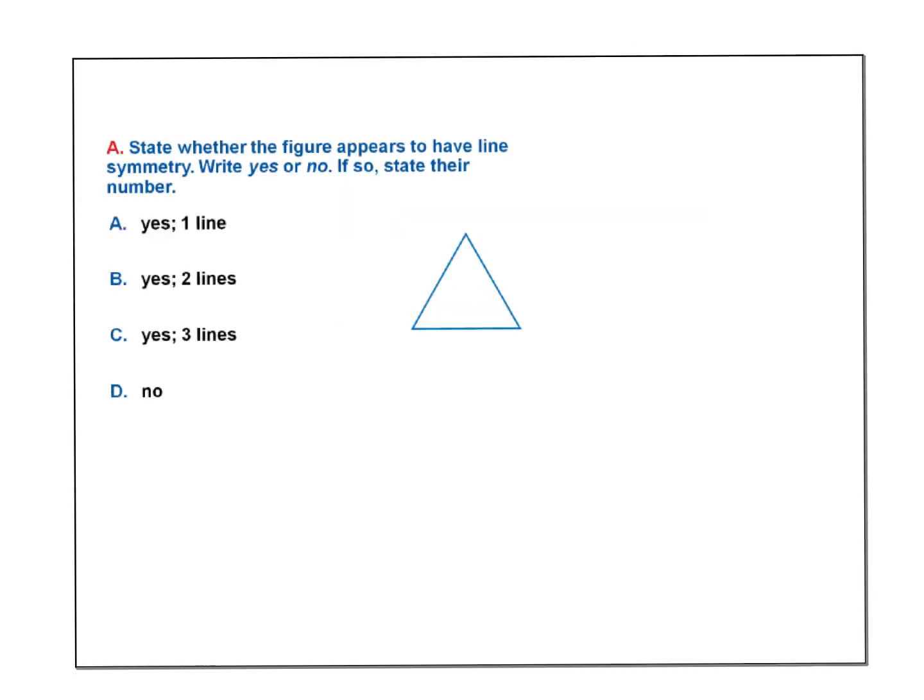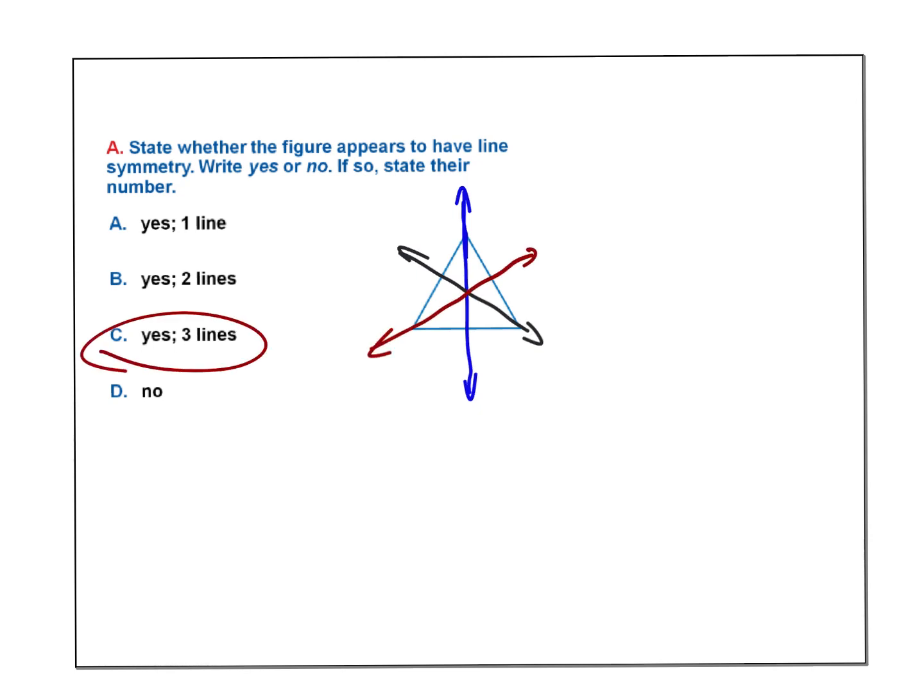So if I have just a triangle, how many lines do I have? Well, we're going to hope it's an equilateral triangle. So I would consider that one. I would consider that one. And I would consider that one. That would be my 3 lines of symmetry. Each line is going to perfectly cut it in half, and they're going to be perfect mirror images of each other.